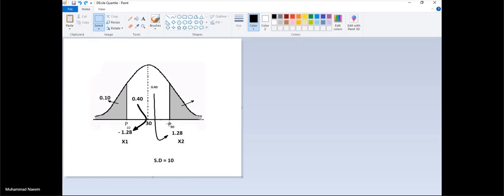Similarly, if we need to calculate the 90th percentile, 90th percentile means it covers 90% of the data below this point. We have 90% of the data below this point.